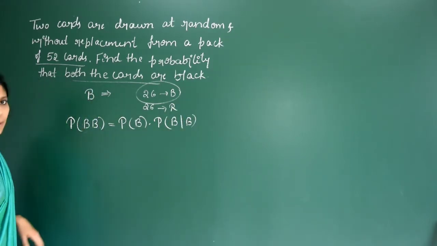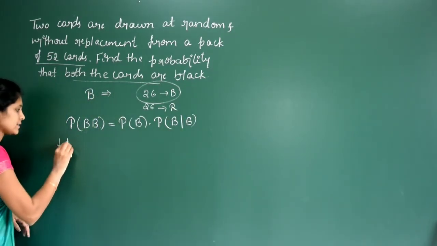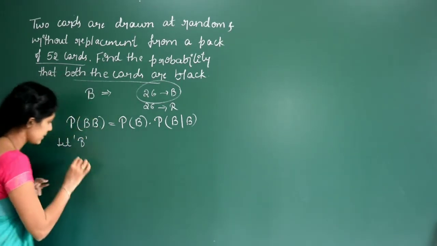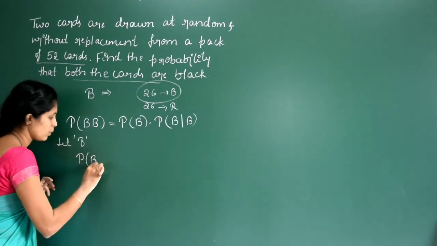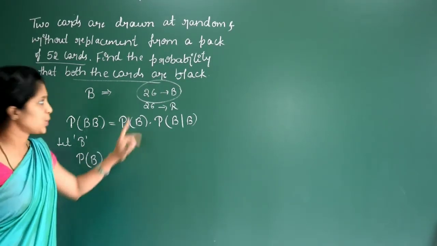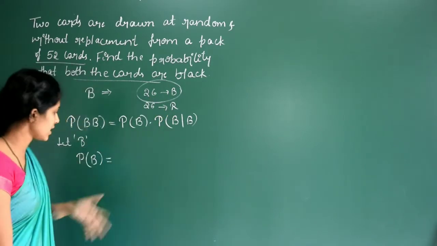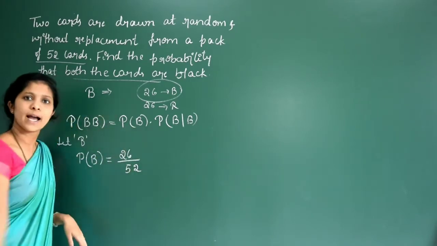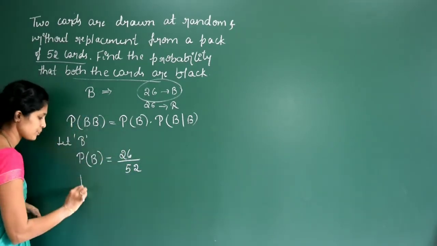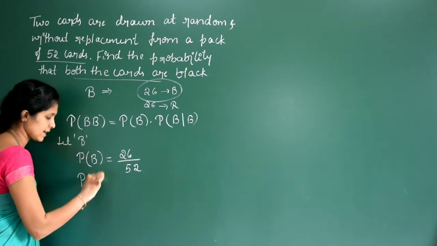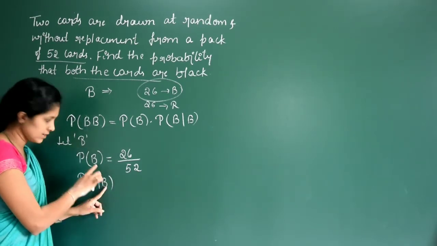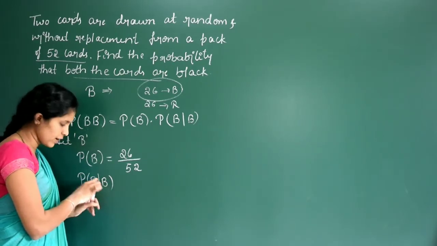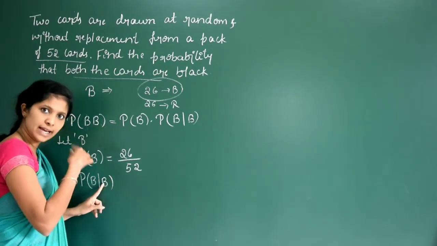First, what is the probability of a black card? Let B represent a black card. Then the probability of a black card: totally 26 black cards are there, so out of 52, the probability of a black card will be 26 by 52. Now the next one: this probability is done. Now another probability you have to find: the probability of a second black card given that the first black card has occurred.